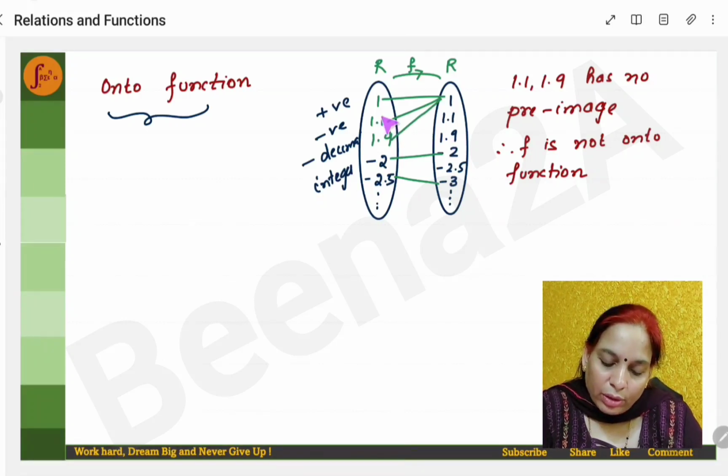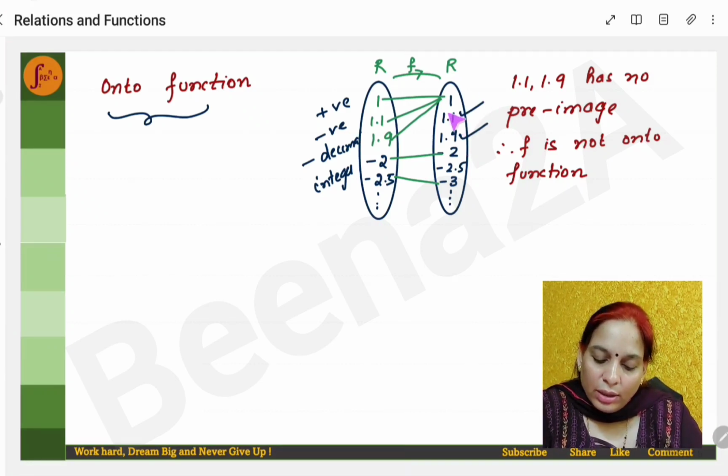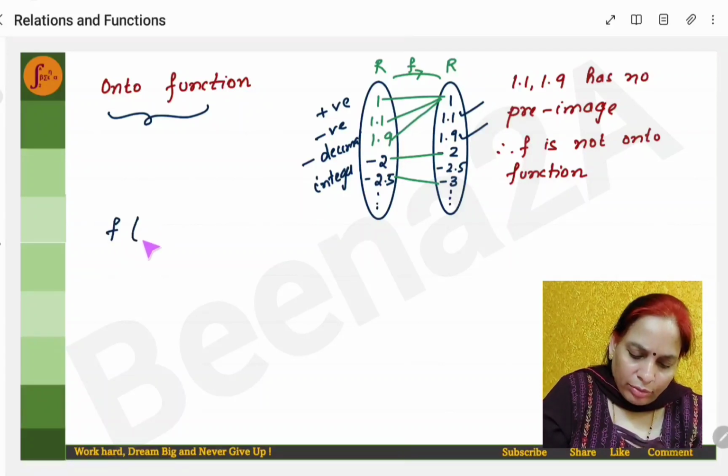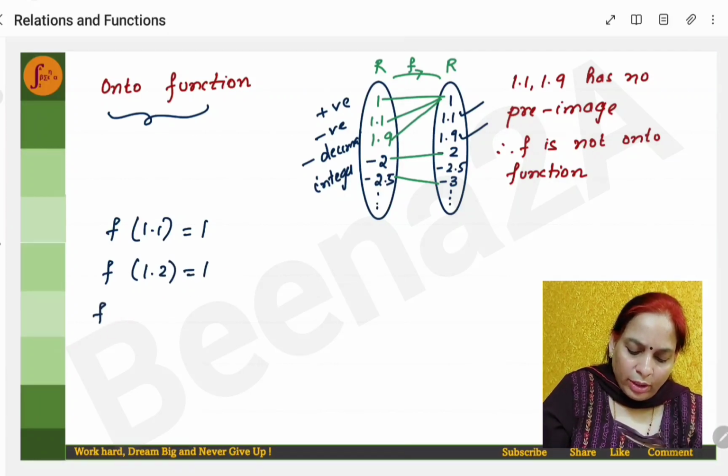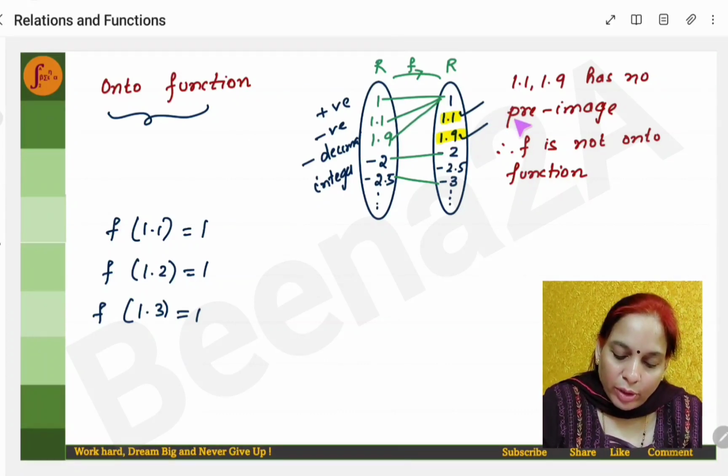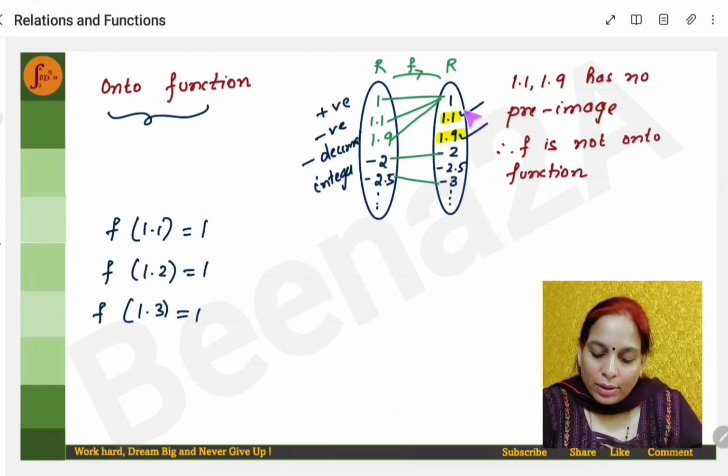Now, here if you notice, you will never get 1.1 and 1.9. These numbers will never be mapped to any number in this set. If you take f of 1.1, it is 1. If you take f of 1.2, it is 1. If you take f of 1.3, it is 1. So 1.1 and 1.9 or any decimal numbers between 1 and 2 will not have a pre-image. So 1.1 and 1.9 have no pre-image, therefore f is not onto.